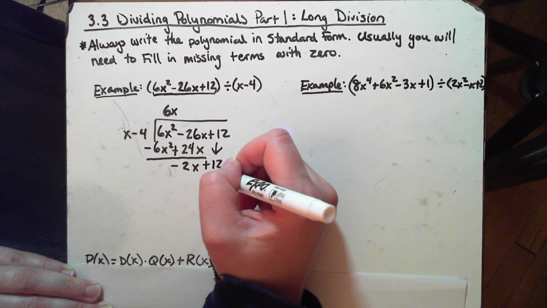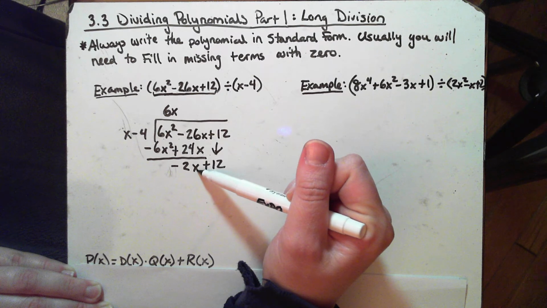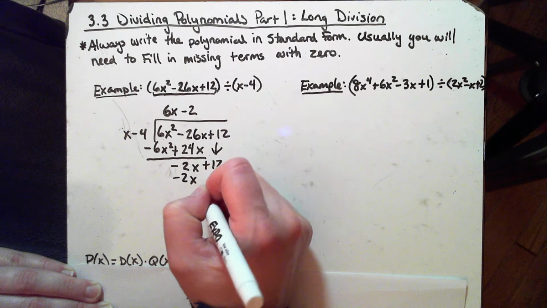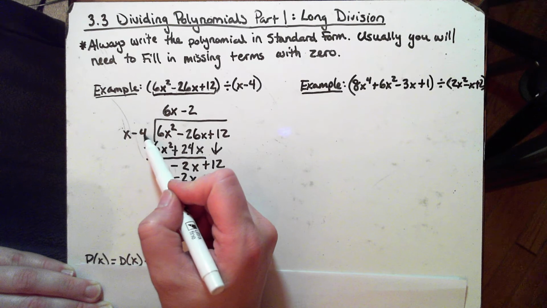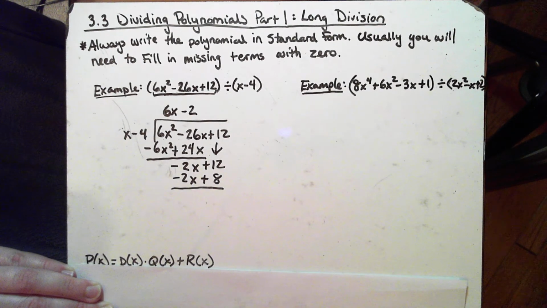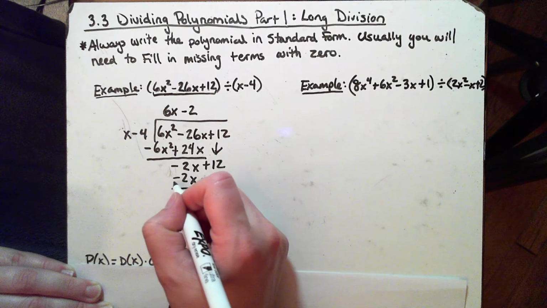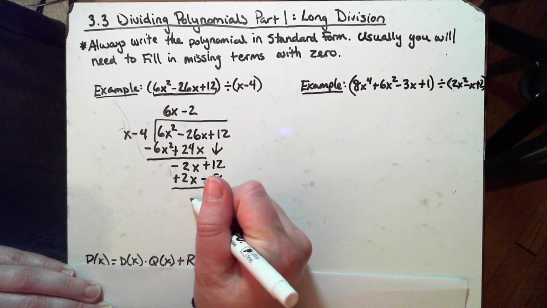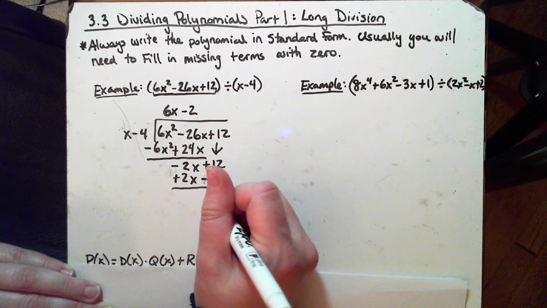So I brought down my 12, and now I'm going to say x times what equals negative 2x. And that would be negative 2. So I get negative 2x and plus 8 here because I distributed to both the x and the minus 4. So negative 2 times negative 4 is positive 8. Now I need to change all of my signs. So this plus is going to change to a minus sign, and this negative sign is going to change to a plus sign. And now I'll just add. This adds to 0, which is good. It should. 12 plus negative 8 is 4.